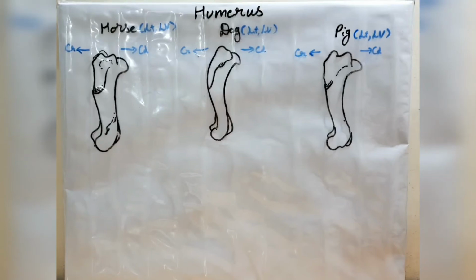Welcome to Vet Review. In this video, we are going to differentiate between the humerus of horse, dog, and pig. So first of all, let us talk about the humerus of horse.